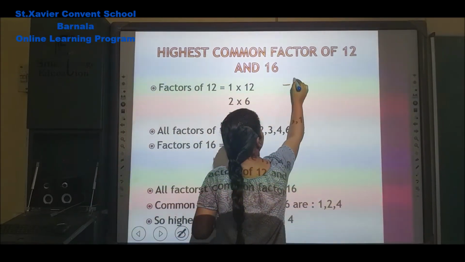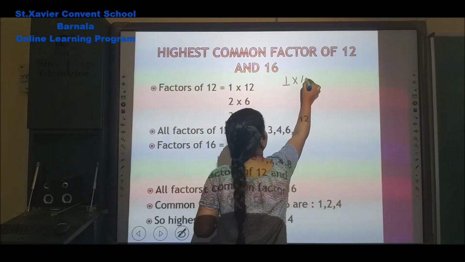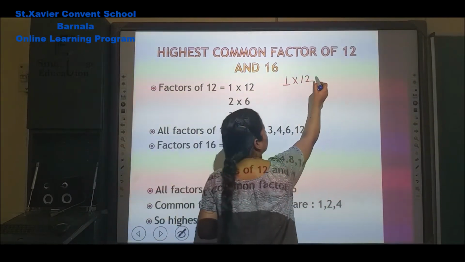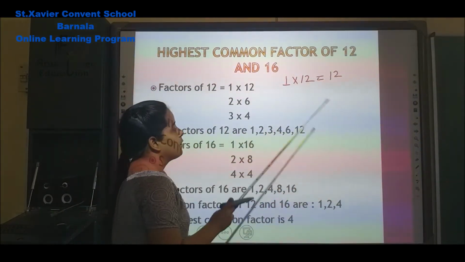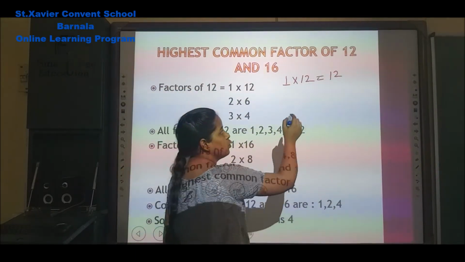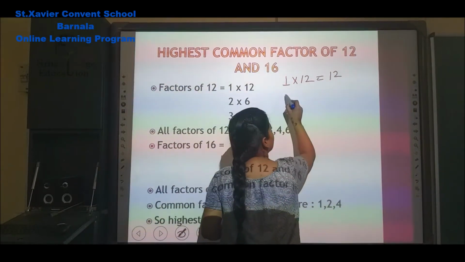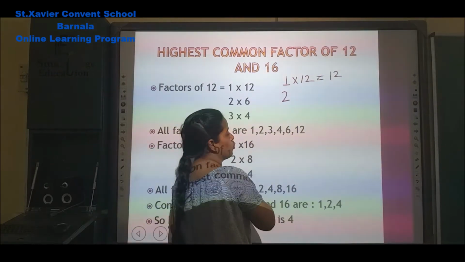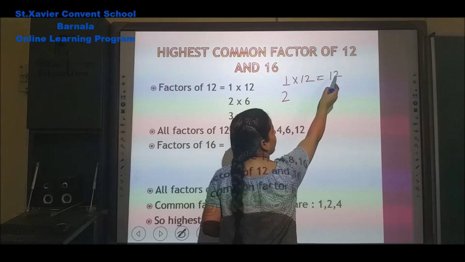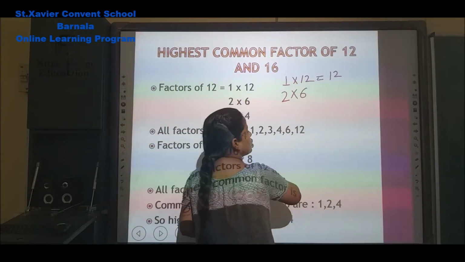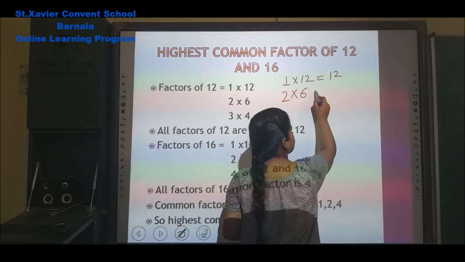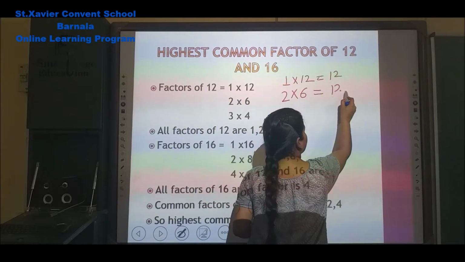1 multiplied by 12 is equal to 12. After 1, we try to divide 12 by 2. After dividing 12 by 2, we get 6. So 2 multiplied by 6 is equal to 12.